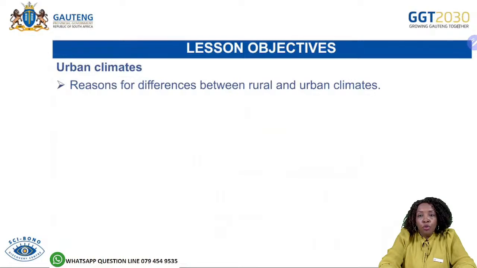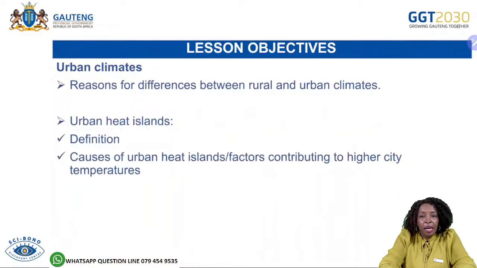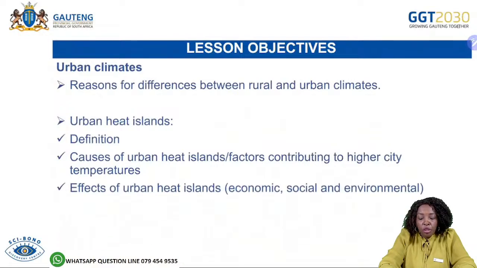We are going to also further look into the urban climates, as I have indicated. With the urban climates, we're going to look at the reasons for differences between rural and urban climates. We're also going to look at the development of an urban heat island. You have to have an understanding of the definition of what an urban heat island is. We also are going to be looking at the causes of urban heat islands, factors contributing to higher city temperatures.